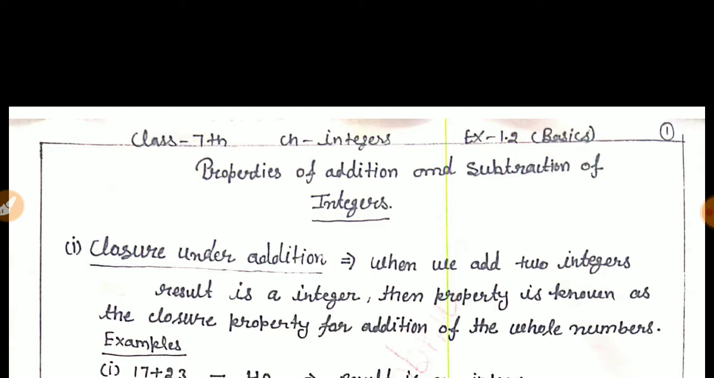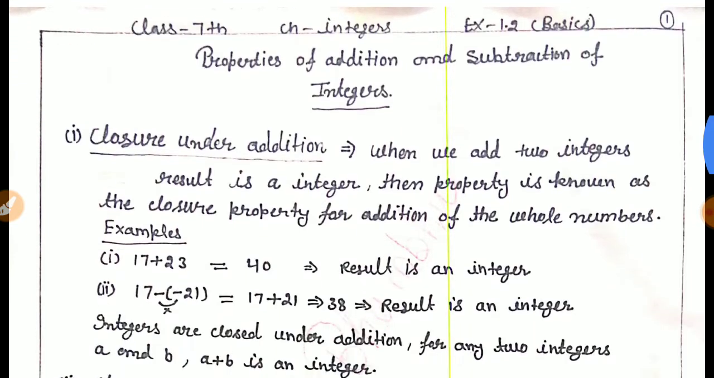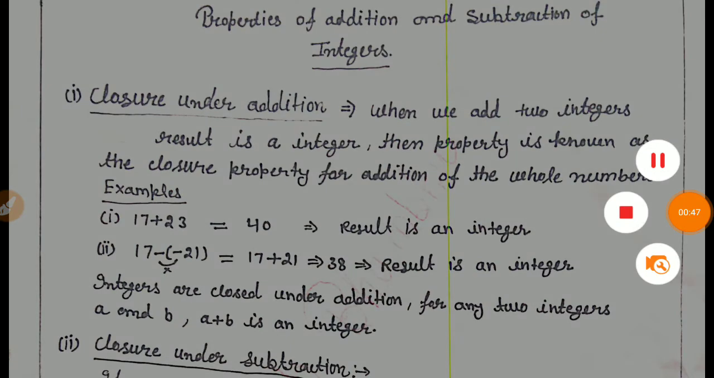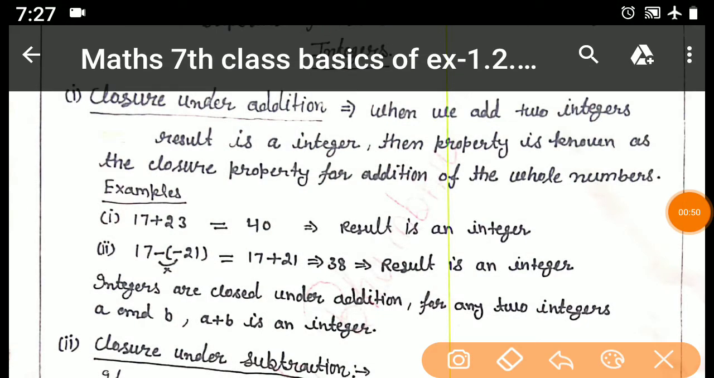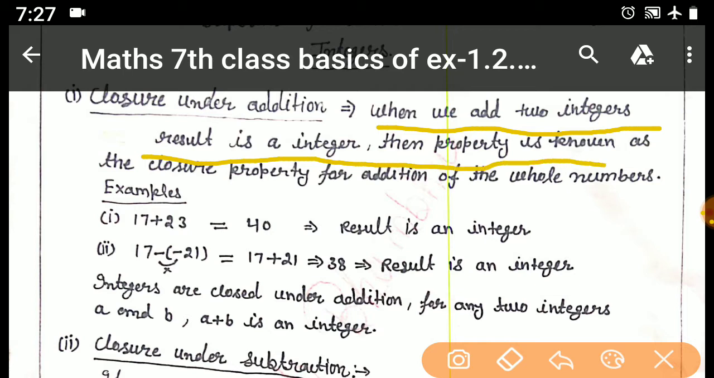Okay, let me start. First of all, the very first property is closure under addition. Now try to understand the meaning of this property. Closure under addition means if we are adding two numbers, then the result will also be an integer. Here is clearly written the definition. When we add two integers and the result is an integer, then the property is known as the closure property for addition.